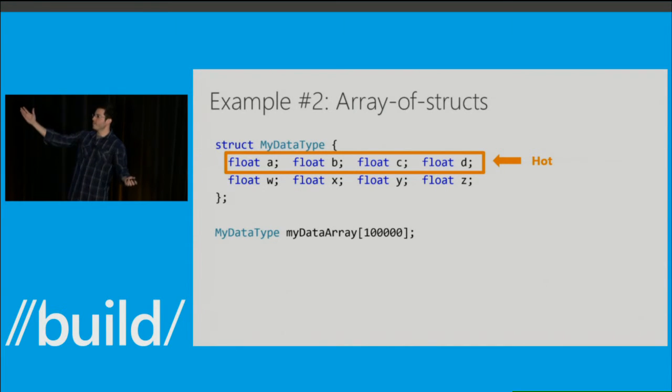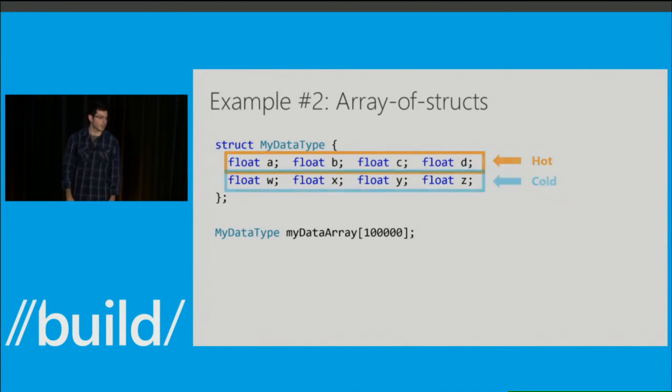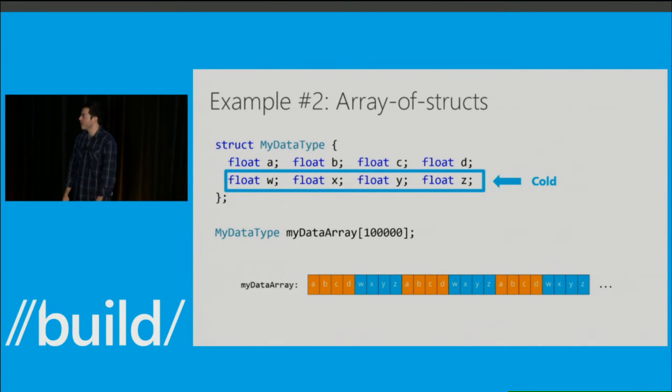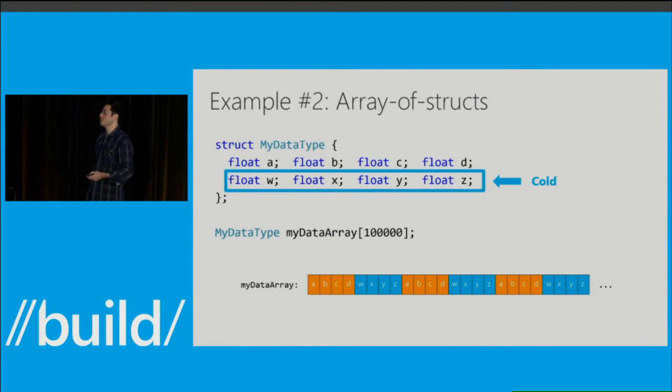Let's just say I happen to know that my A, B, C, and D fields are really hot. They really matter for computations, and my W, X, Y, and Z are really cold. So maybe these are the final results of some complex computation, or whatever. You can, I'm sure, think of examples for that. The way my data array is going to be stored in memory is 4 elements of hot stuff, 4 elements of cold stuff, 4 elements of hot stuff, 4 elements of cold stuff.